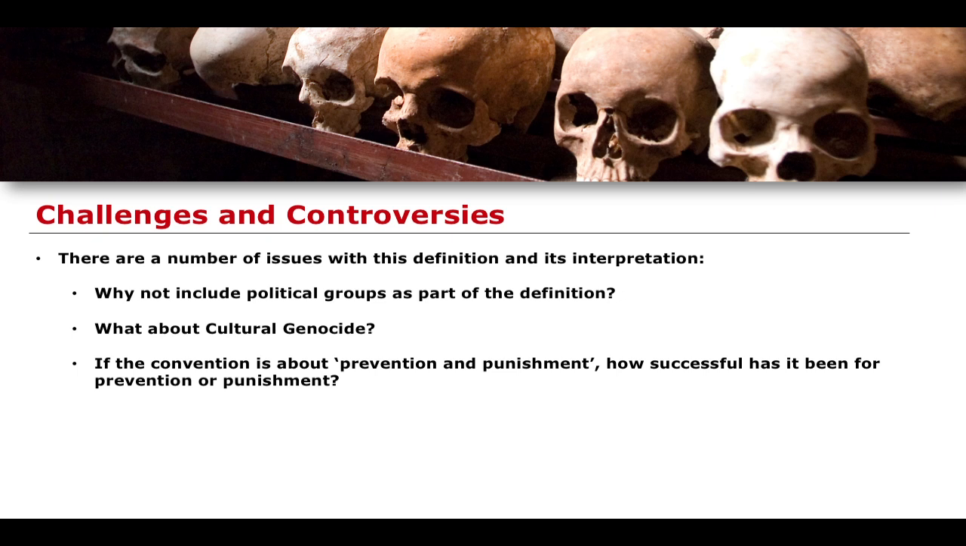Another question and challenge is, if the convention is about prevention and punishment, how successful has it been in that endeavor? At the moment, there are at least 2 or 3 cases in the International Court of Justice, one state challenging another state of genocide, essentially accusing one of the other. You have obviously South Africa and Israel, and you also have Myanmar and the Gambia. So those have been argued to constitute that what is taking place in both of those situations is genocidal, and that is a genocide that is happening.